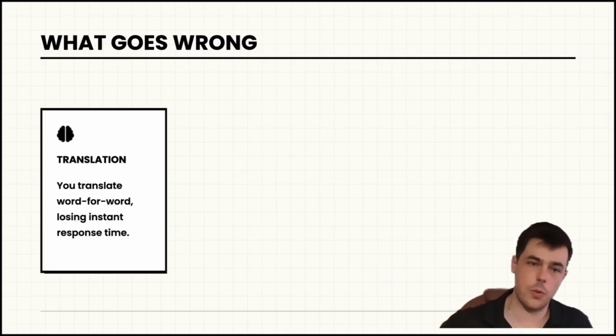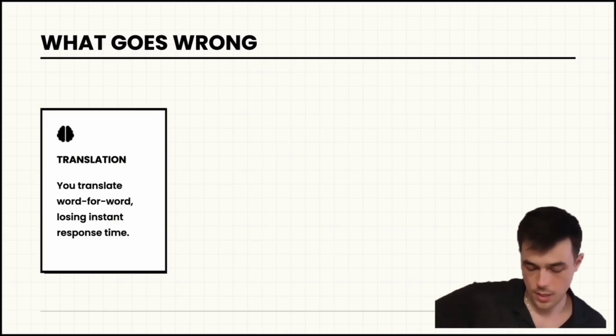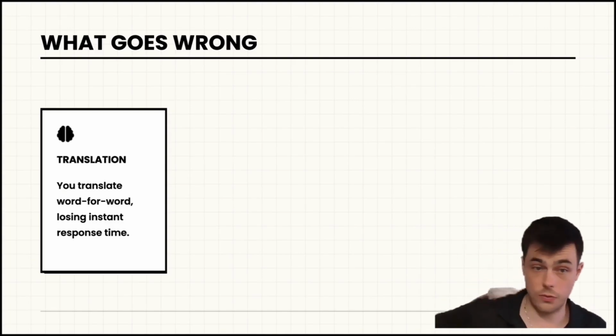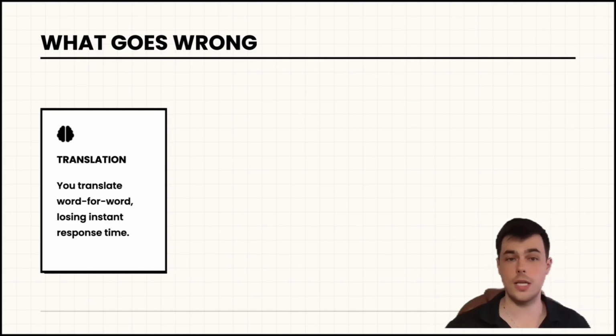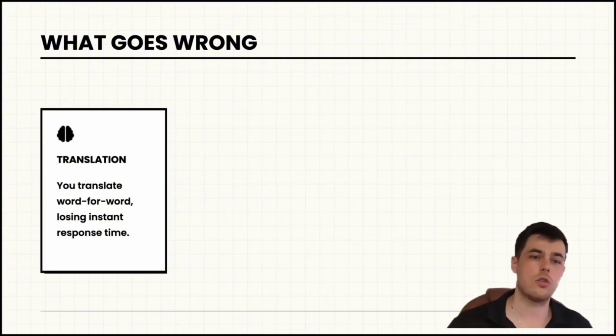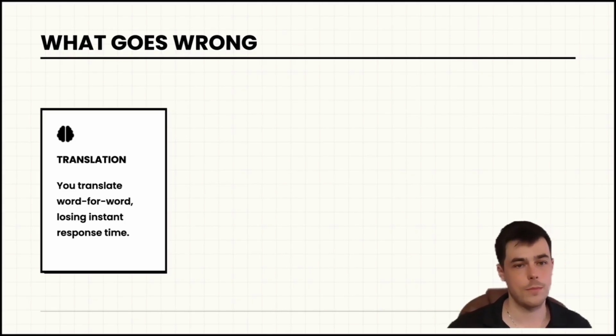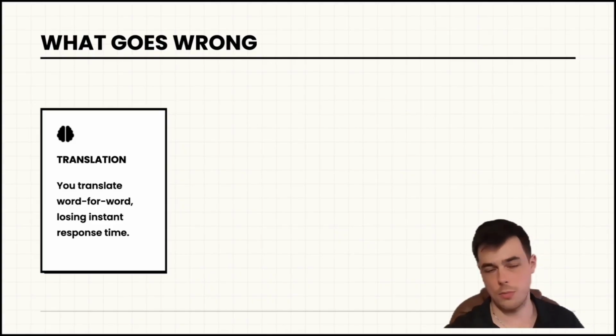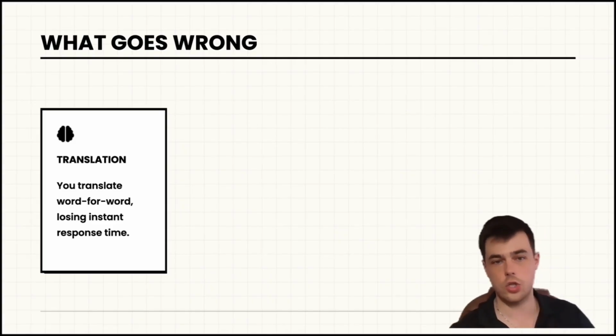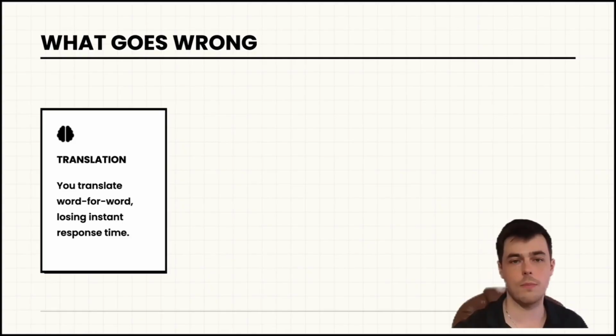What goes wrong? Translation. This is a big one. Always in meetings, roundtable discussions, of course, just anything where you're dealing with people in real time, you have no time to prepare, you start translating word for word, losing instant response time. That's not good in those situations. It can cause miscommunication and slow you and the others down.